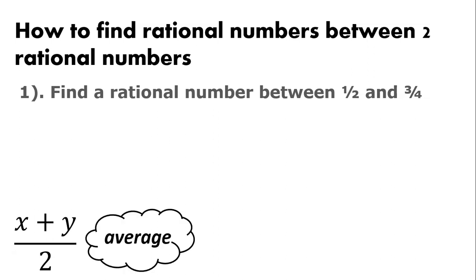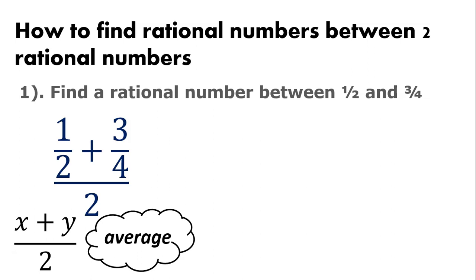This formula is used to find an average. When we're adding the two given quantities and dividing it by 2, we are finding the average between the two numbers. And that's exactly what we're trying to do when we're trying to find a rational number between two numbers. We're trying to find an average number lying between them. So using this formula, let's solve the problem.